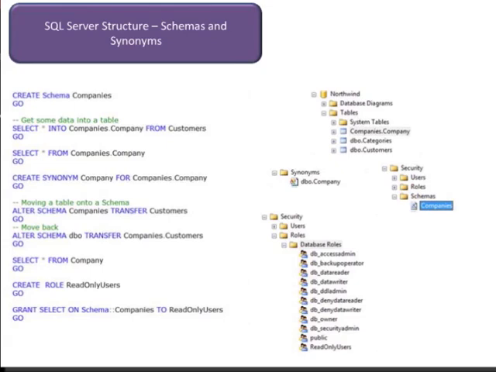And so this bit of code here will create a table on the fly on the company schema, using data from the customers table, which sits in the DBO schema.